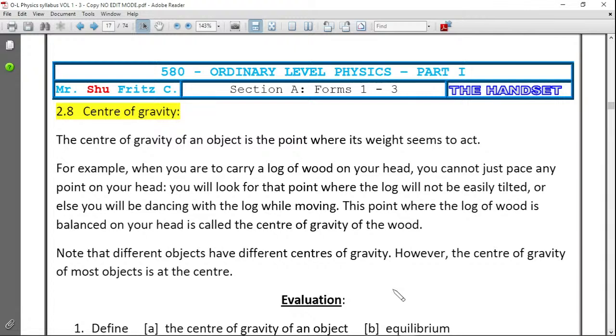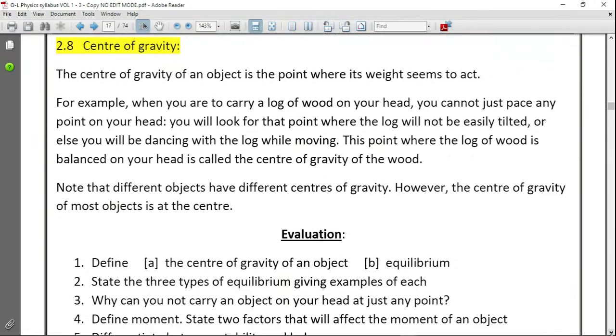Center of gravity. The center of gravity of an object is the point where its weight seems to act, where all the weight of the object seems to act. For example, when you are to carry a log of wood on your head, you cannot just place any point on your head. You will look for that point where the log will not be easily tilted. Else, you will be dancing with the log while moving. So you normally look for that center of gravity of the log of wood or bucket of water or whatever and put the head there. You cannot come to the edge of the bucket and put it on your head. You'll be walking left, right, and in the end, you'll just be pouring the water.